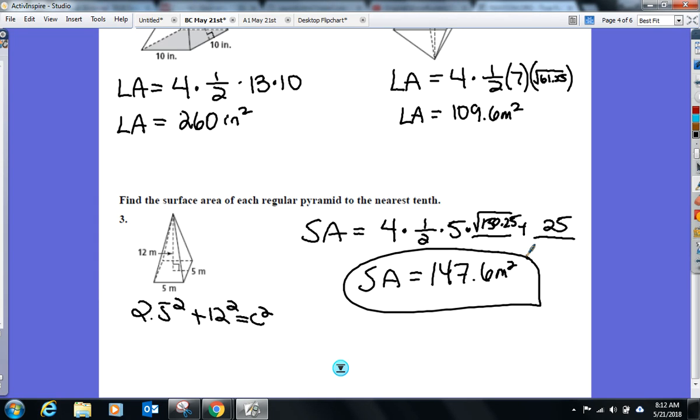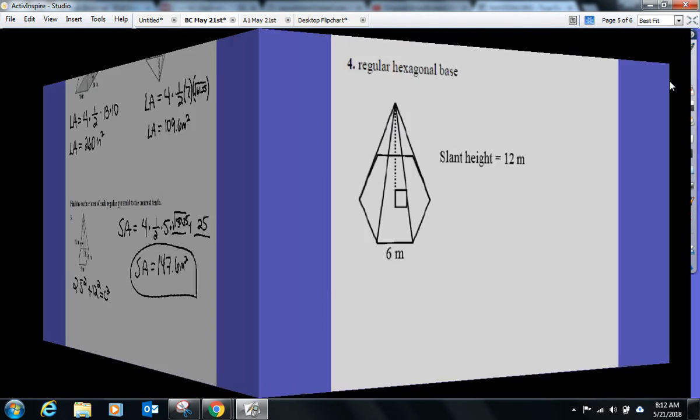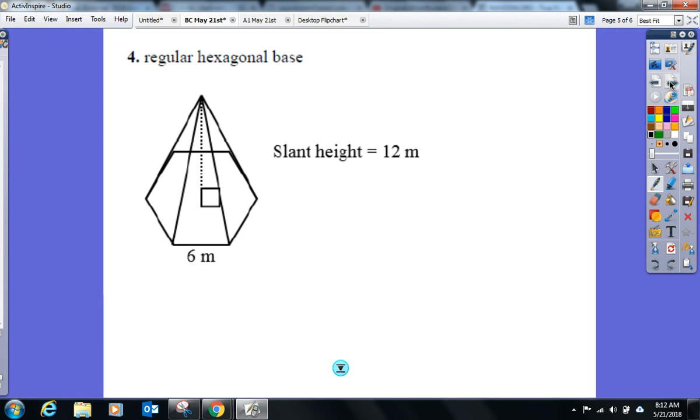Now look, these have all been square pyramids. Are they all going to be squares? Nope, absolutely not. Take a look at the next one. Base could be different. This is a hexagonal pyramid now. So instead of having 4, I know we've been in this mode, 4 times 1/2 base times height.